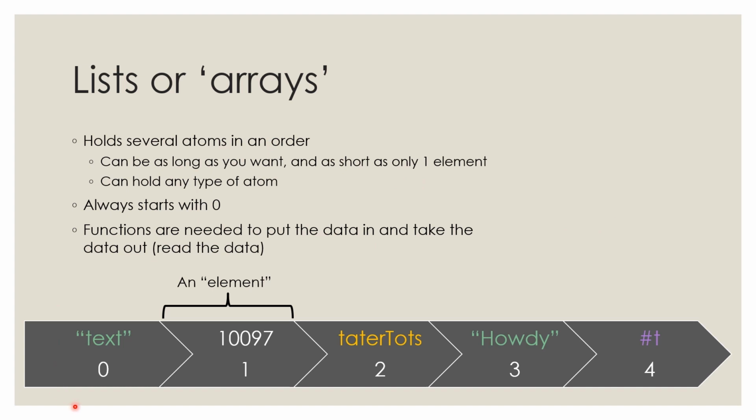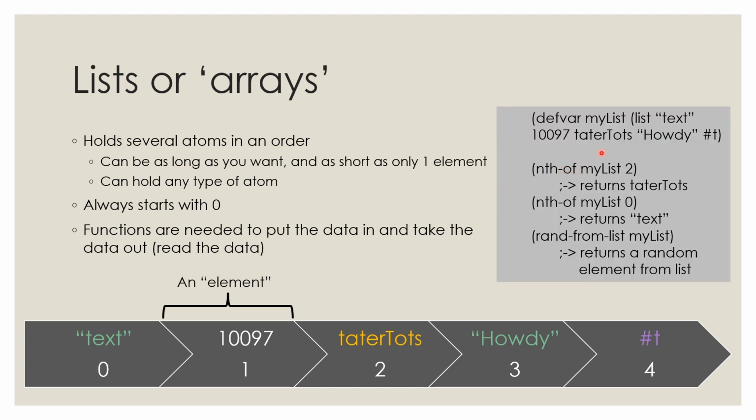So lists, as you can see, think of it as a set of boxes in a specific order, and each box has some atom, some element, some information in it. So you can have any type of information in it, and it can be as long as you want, or it can only be one element, one box. It always starts with the number 0. You need special functions to read what's inside of it and to put new information in.